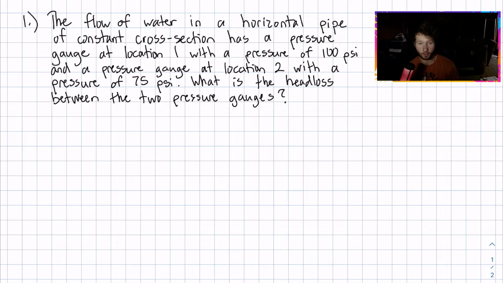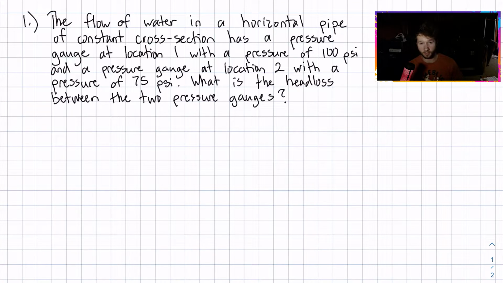All right, so for our first question, we have the flow of water in a horizontal pipe of constant cross-section with a pressure gauge at location 1 with a pressure of 100 psi and a pressure gauge at location 2 with a pressure of 75 psi. What is the head loss between the two pressure gauges?